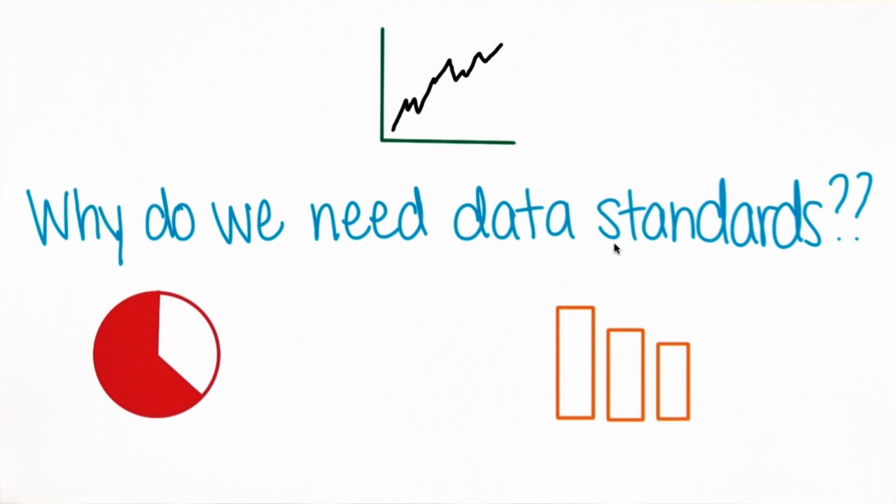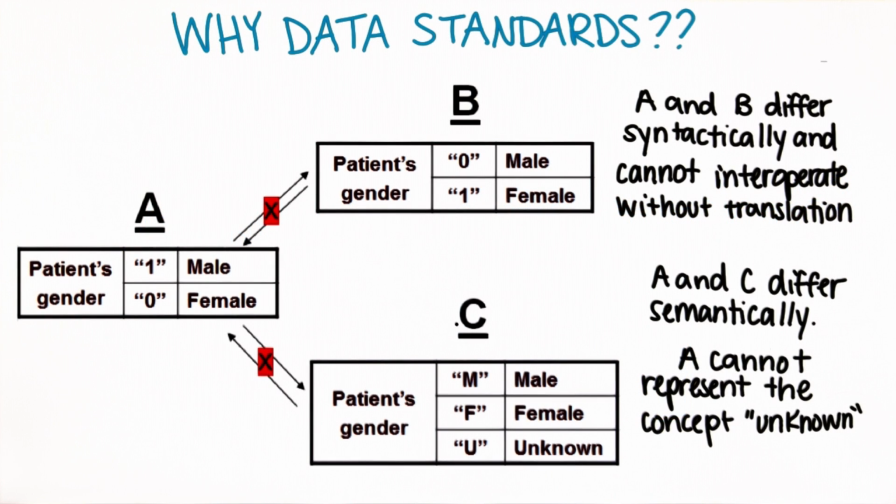Why do we need data standards? This simple illustration helps to make that clear using a seemingly obvious data element, gender. It also helps explain the difference between syntax, which is structure, and semantics, which is meaning.